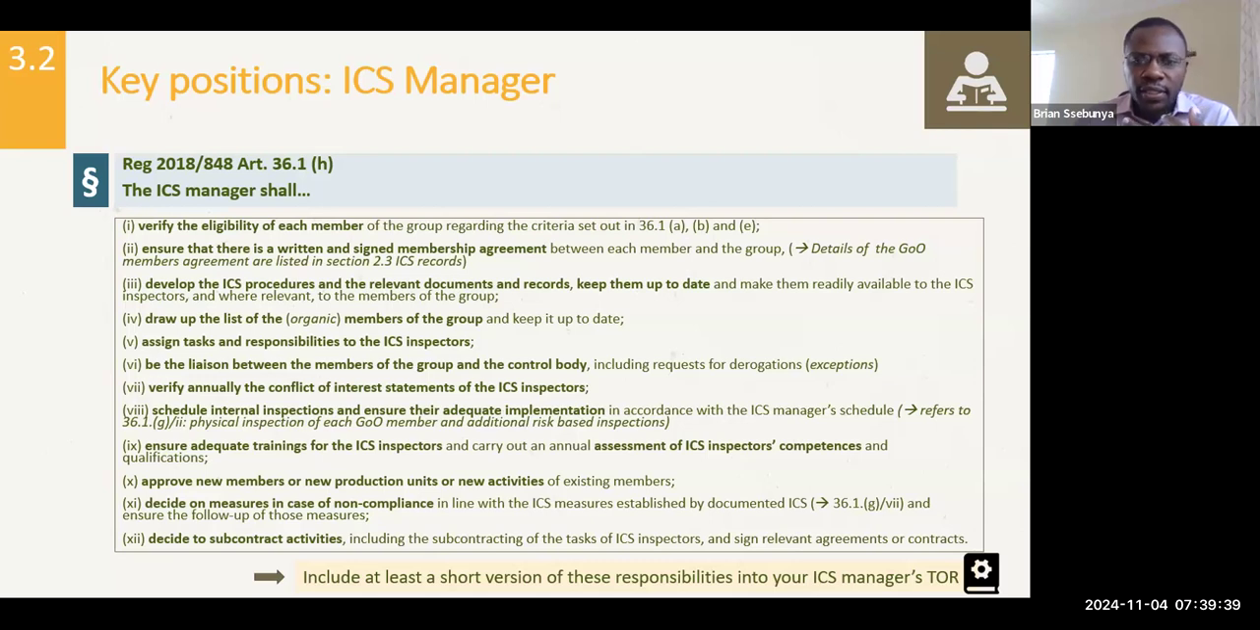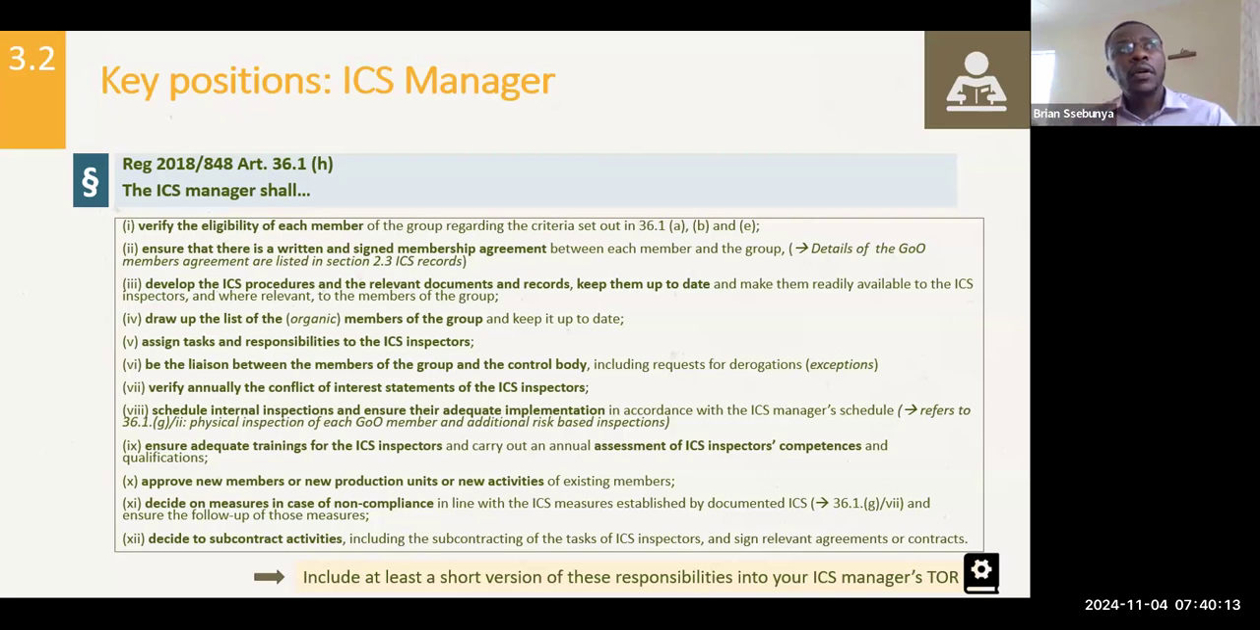Ensure adequate training of ICS inspectors and then assess their competences and qualifications. So you recruit them, you check their competences to audit, to write, record things. That's all your responsibility. Approve new members of production units or activities of existing members. Decide on measures of non-compliance, I think this we've discussed. And of course, any subcontracting activities. All have to be approved.